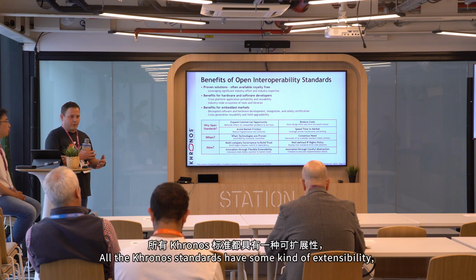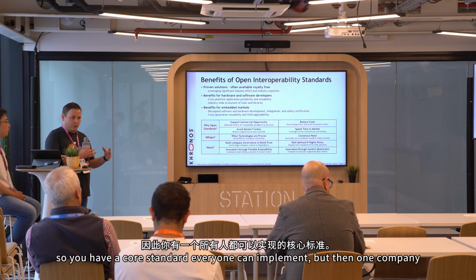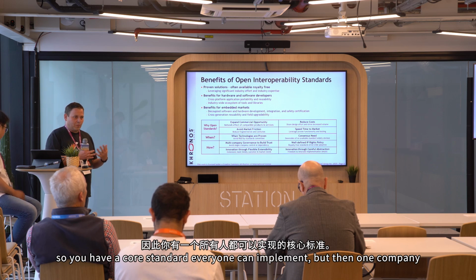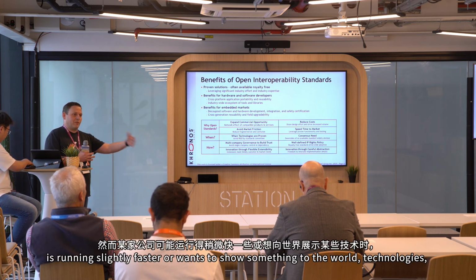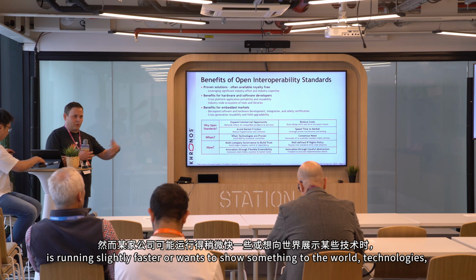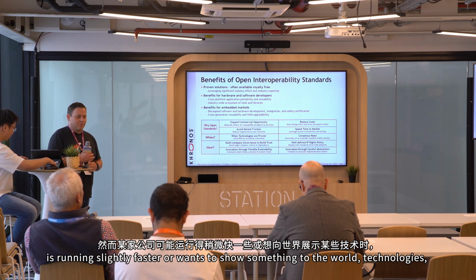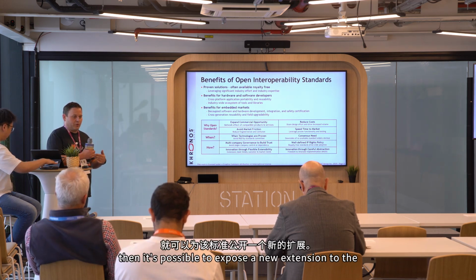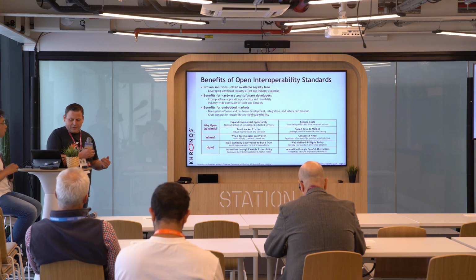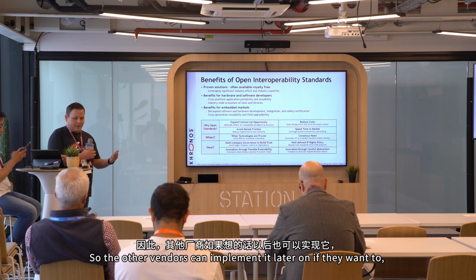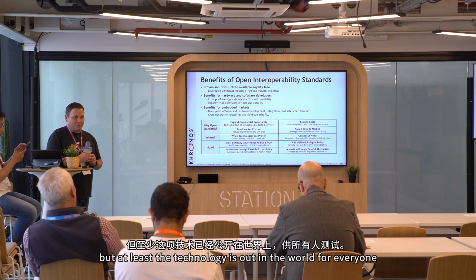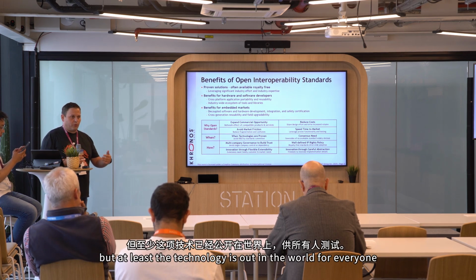All the Khronos standards have some kind of extensibility. So you have a core standard everyone can implement, but then one company is running slightly faster or wants to show something to the world, technologies, then it's possible to expose a new extension to the standard. And so the other vendors can implement it later on if they want to, but at least the technology is out in the world for everyone to test.